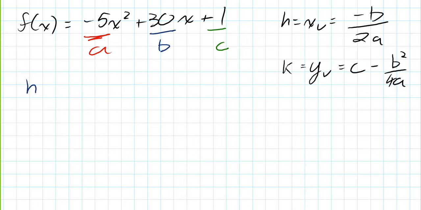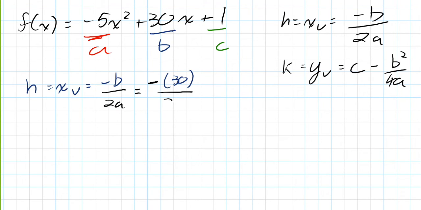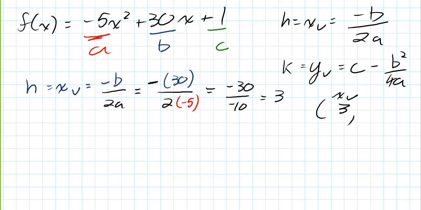So what we're going to do now is plug these formulas in. So the h value, or the x value of the vertex, is equal to negative b divided by 2a. Okay, well, since b is 30, we're going to put negative 30 divided by 2 times the a value, which is negative 5. That becomes negative 30 over negative 10, which is actually equal to just positive 3. So the x value of the vertex is positive 3. This is also the h value in vertex form. So we've got one of the coordinates. And we'll talk about how to plug this right back in.